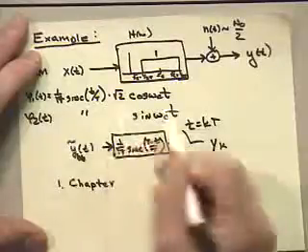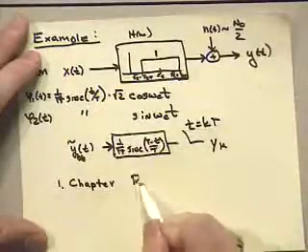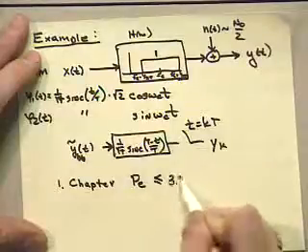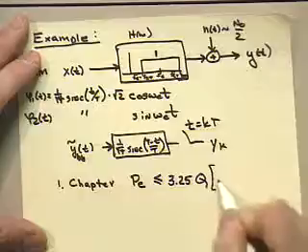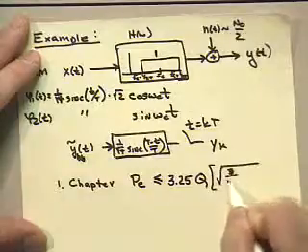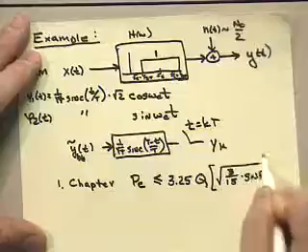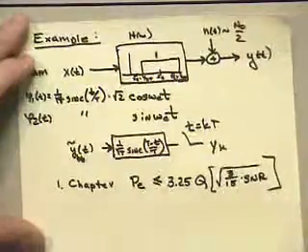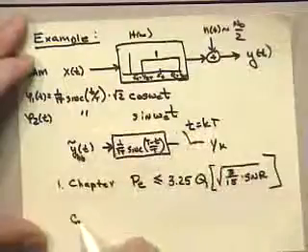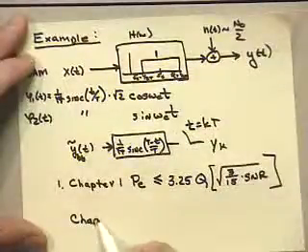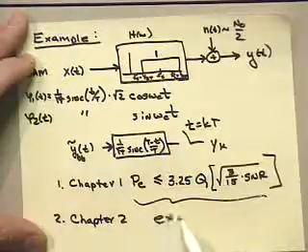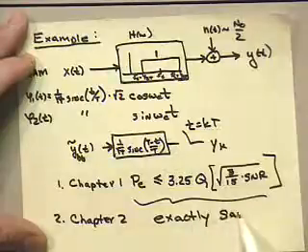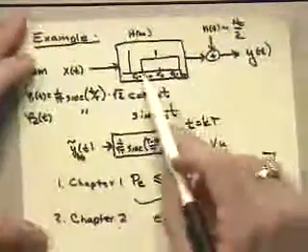But if it is perfect, as shown, then from Chapter 1 we would have known how to analyze the system. We would have had P sub e less than or equal to 3.25, remember, that's the number of nearest neighbors for the 16 QAM constellation, times Q of d min over 2 sigma, which for 16 QAM works out to be the square root of 3 over 15 times the signal-to-noise ratio. And that's what Chapter 1 would have told us to do for this particular channel. Chapter 2, nothing changes. Exactly the same.